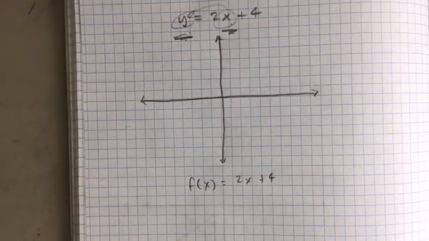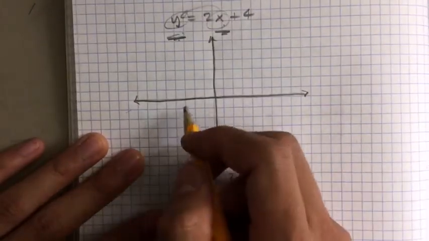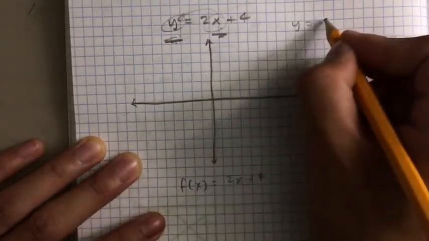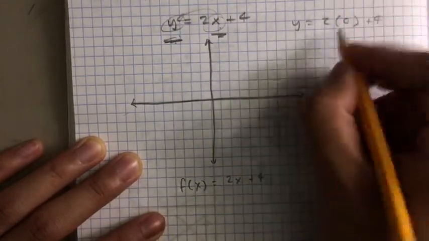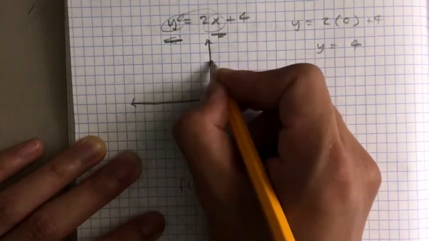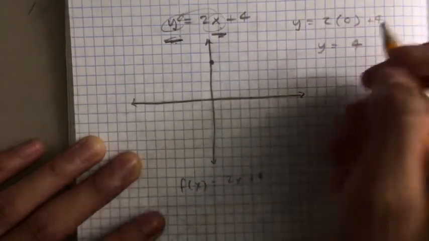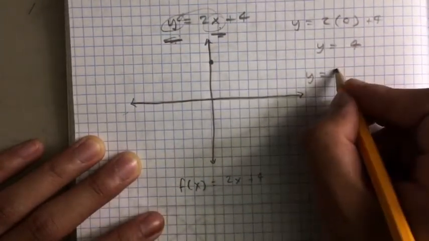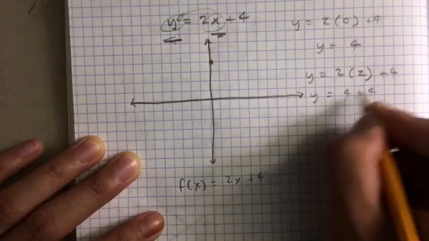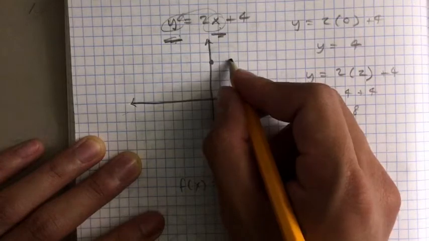So let's just plug in a bunch of x points. So where is y when x is 0? Well, y equals 2 times 0 plus 4, y equals 4. So we go up 4: 1, 2, 3, 4. And let's find another point. Let's say x equals 2. So y equals 2 times 2 plus 4. So y equals 4 plus 4, y equals 8. So we go 2, and then 1, 2, 3, 4, 5, 6, 7, 8.